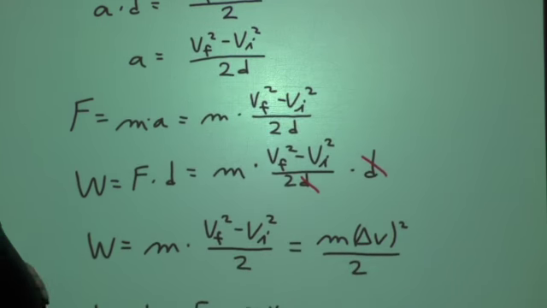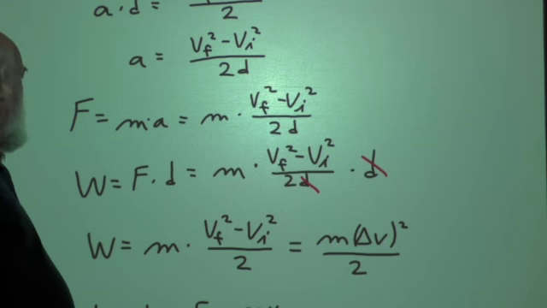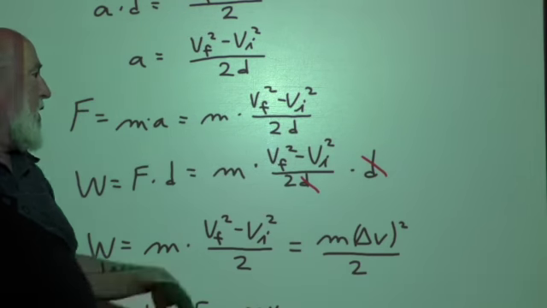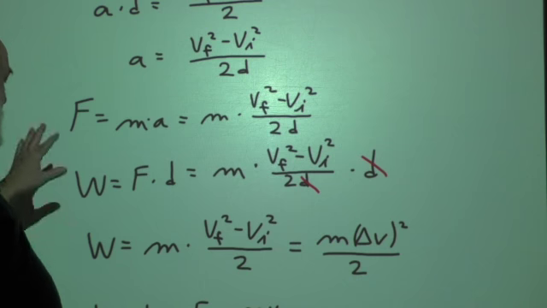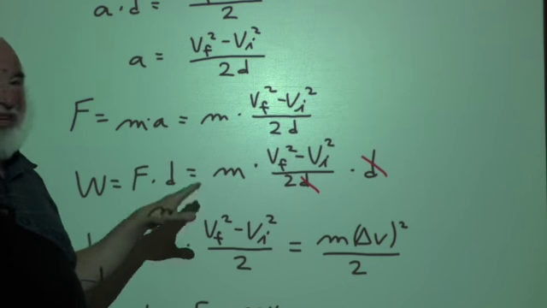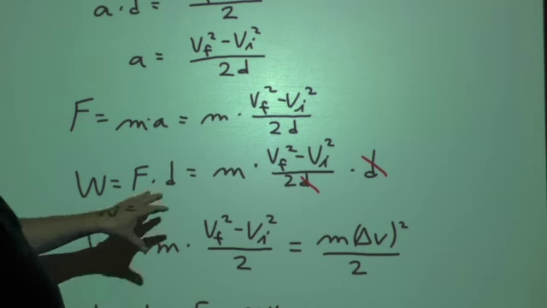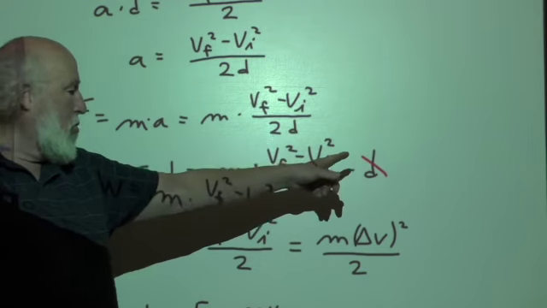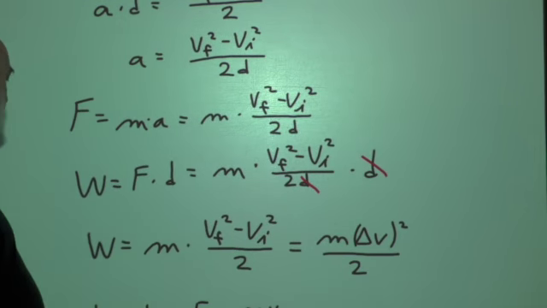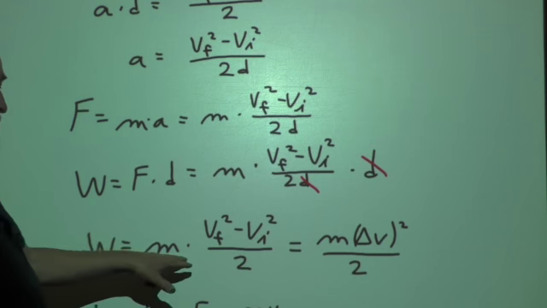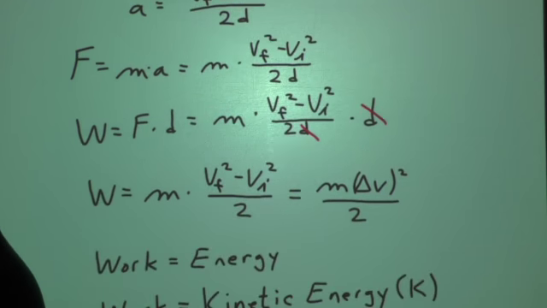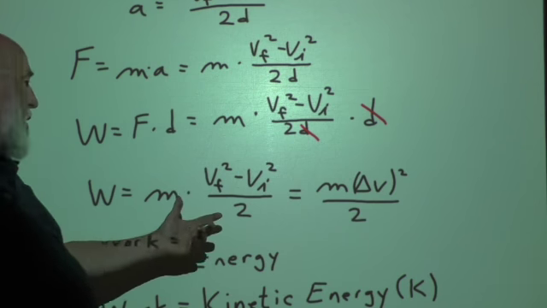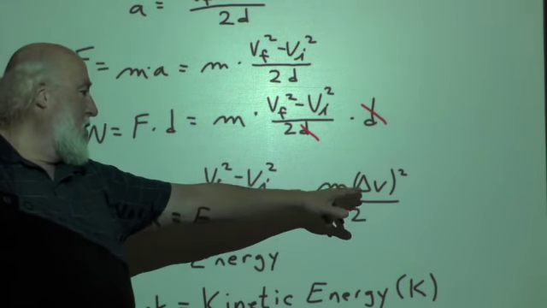Now, the definition of force is mass times acceleration. So, I'm going to multiply mass times this quantity right here for acceleration, and I get this thing. Since work is defined as force times distance, then I'm going to take this whole thing right here and multiply it by d. Well, because I have a d in the numerator and d in the denominator, they cancel out. And this is what I have left over. Mass times Vf squared minus Vi squared over 2. That is my work. And this is by definition delta v squared.